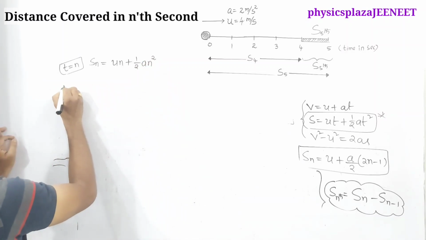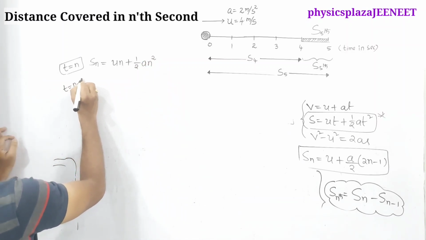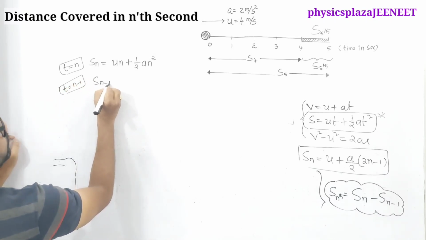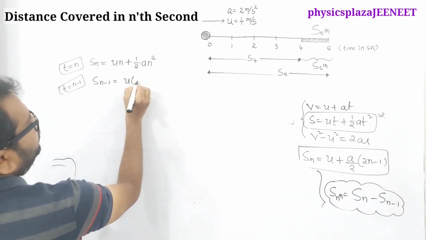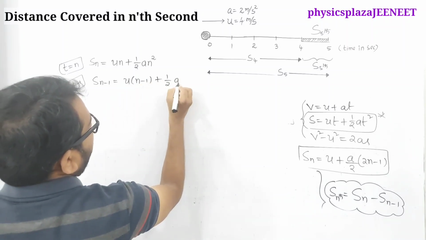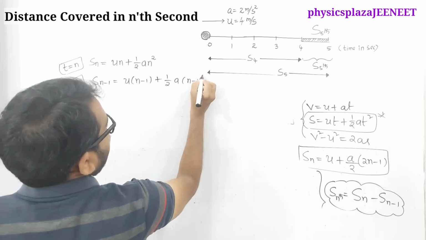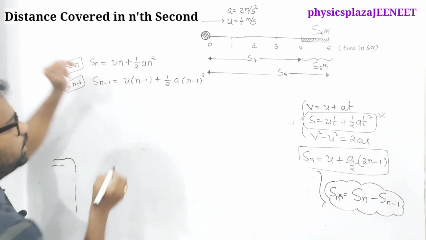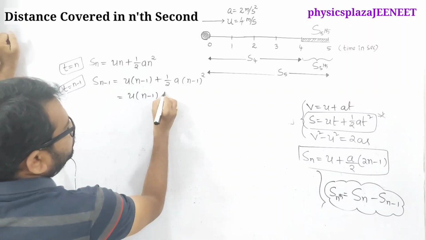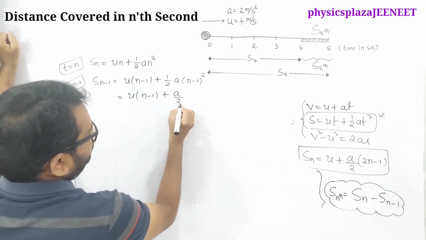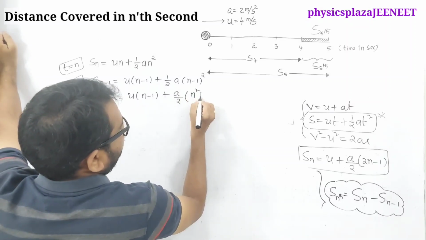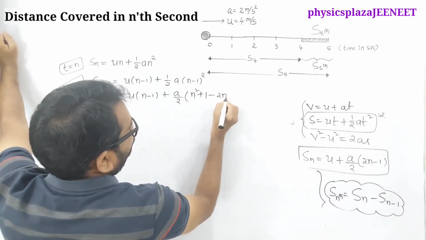Okay. Now in the place of t n minus 1, if you can substitute n minus 1, so that you will get the distance traveled in n minus 1 seconds is equal to u into n minus 1 plus half a into n minus 1 whole square. Let us simplify this a little bit. So this is u into n minus 1 plus a by 2 into, this is a minus b whole square formula, n square plus 1 minus 2n.